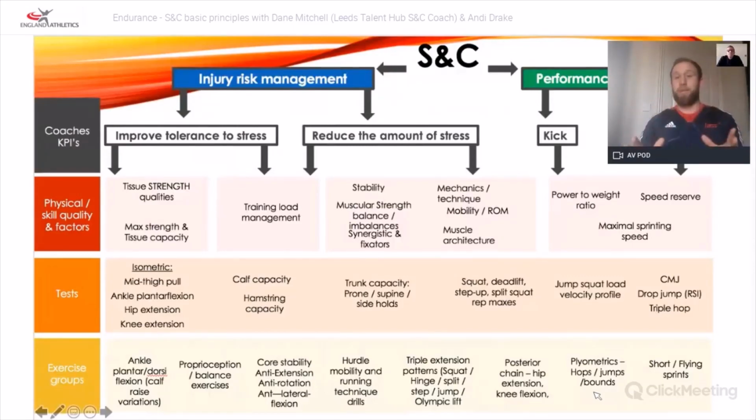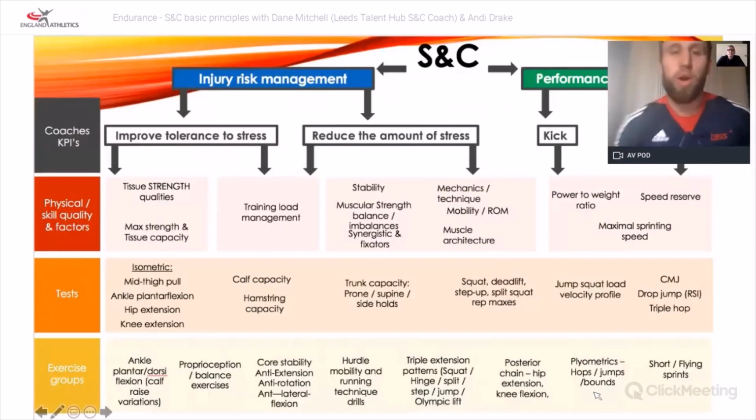The other way to prevent or reduce injuries is simply to reduce the stress on the tissue or the system. So two simple ways to reduce injury risk: improve tolerance to stress, get stronger, or reduce the amount of stress you're placing on yourself, the athlete or the tissue.